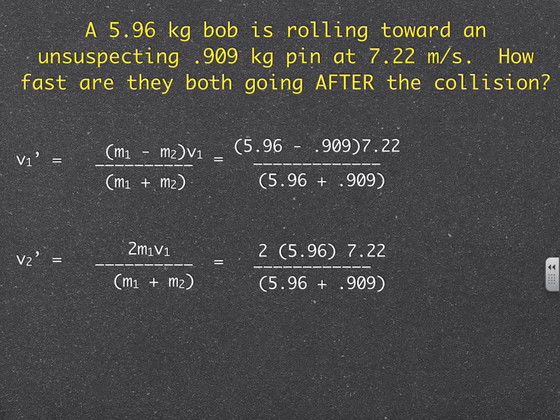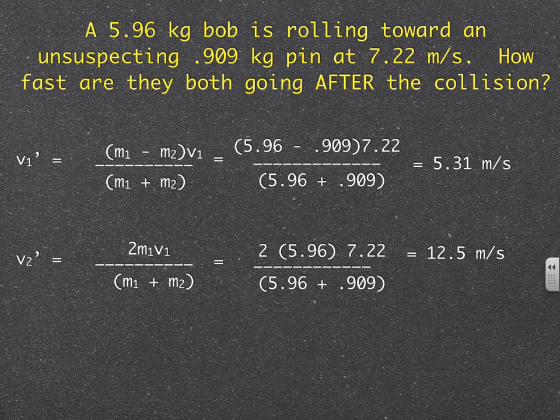So having plugged that in correctly, what did you get for the top one? 5.31. No way. I got 5.31. So he was going 7.22. He slowed down to 5.31. Did it slow down much? No, because he was really big. The pin, on the other hand, sped up to? I got 12.5. That's what you got? Yeah.